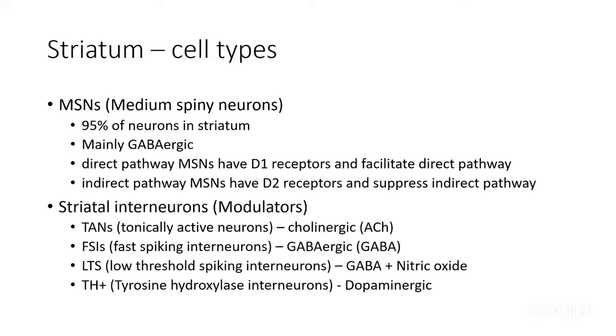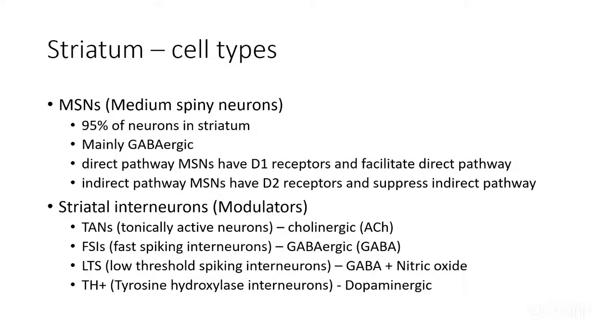Now there are two types of cells in the striatum. One is medium spiny neurons, which make up the major population. 95% of the neurons in the striatum are medium spiny neurons, which are mainly GABAergic and have D1 receptors, through which they modulate the direct pathway, and D2 receptors, through which they modulate the indirect pathway. Then second is the striatal interneurons, which are modulators.